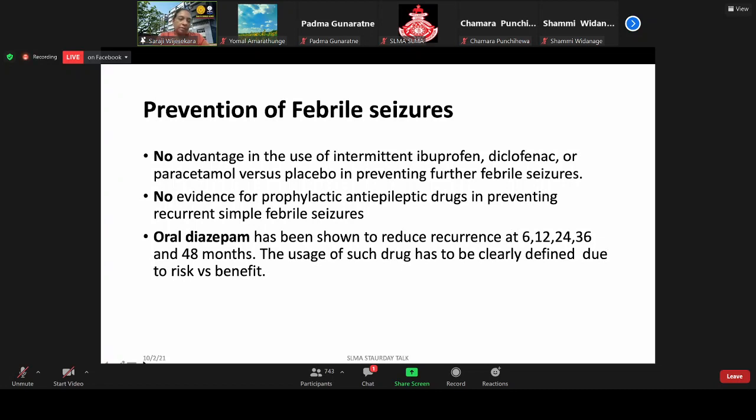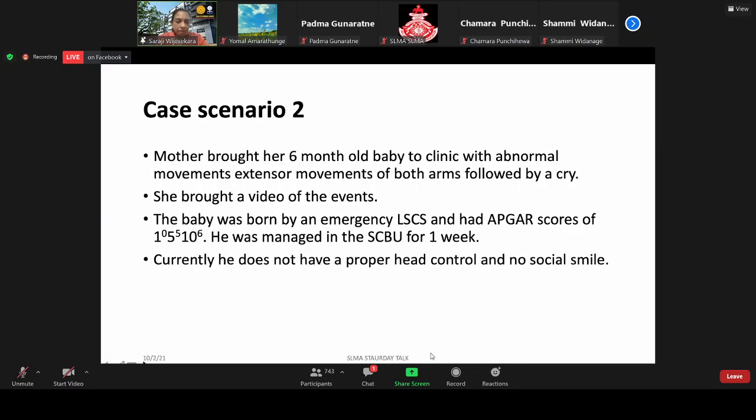And also, some studies have shown that oral diazepam has been shown to reduce the recurrence at 6, 12, 18, 24, 36 and 48 months. But the usage of such a drug has to be clearly defined, again, with the risk versus the benefit. So these are details I have taken from some of the studies. Okay, so that's about febrile seizures.